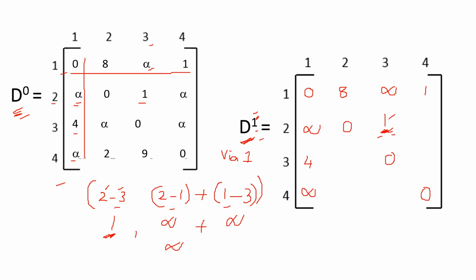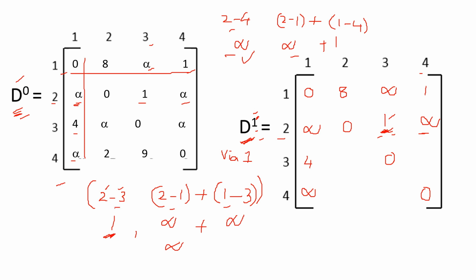Next is 2 to 4, that is this point. We are going from 2 to 4 via 1. So 2 to 1 plus 1 to 4. The value of 2 to 4 we get from D0, which is infinity. 2 to 1 is also infinity, and 1 to 4 is 1. So compare, take the minimum of infinity and infinity plus 1. From this itself we can understand infinity is not larger than infinity plus 1. So take the minimum value and make it the entry.